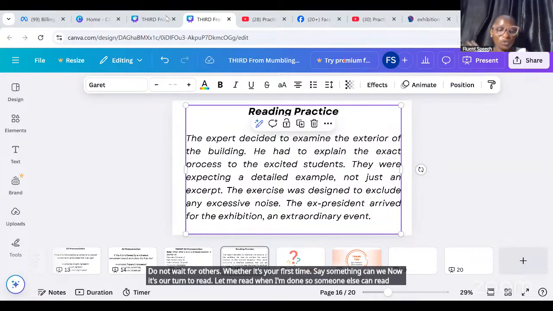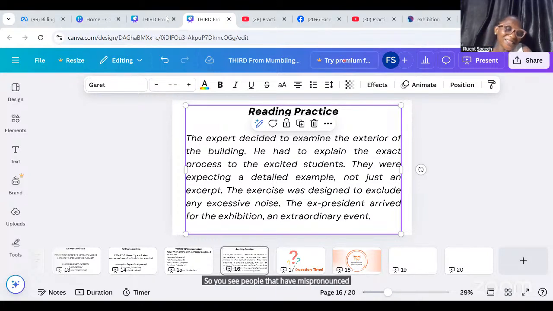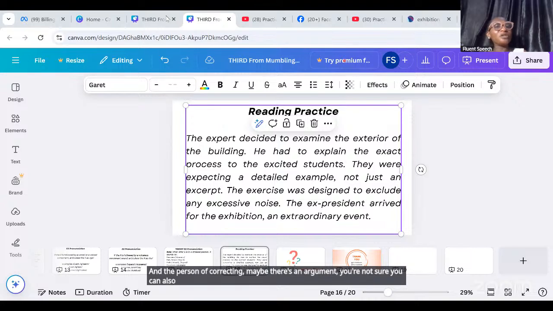While you're reading, you can correct each other. So if you see people that have mispronounced a word and you understand that word, correct them nicely, please. Now, in the process of correcting, maybe there's an argument, you're not sure. You can also ask for help again. I can come in for clarification, etc.